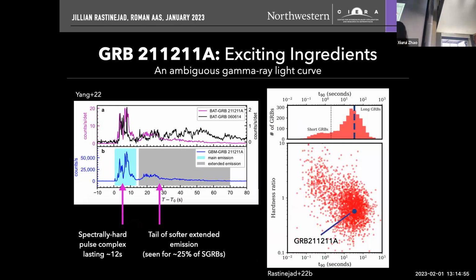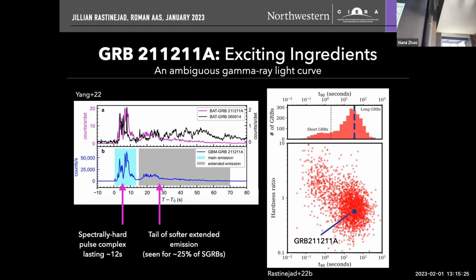And so this event was discovered by both Swift and Fermi. It had a really interesting gamma ray light curve. So if we just take it at face value, this is just two of the diagnostics on this plot that we usually use to separate short and long GRBs, the duration, and then the spectral hardness ratio, we see that this GRB falls squarely amongst the long gamma ray burst population. So taken at face value, it is a long GRB.